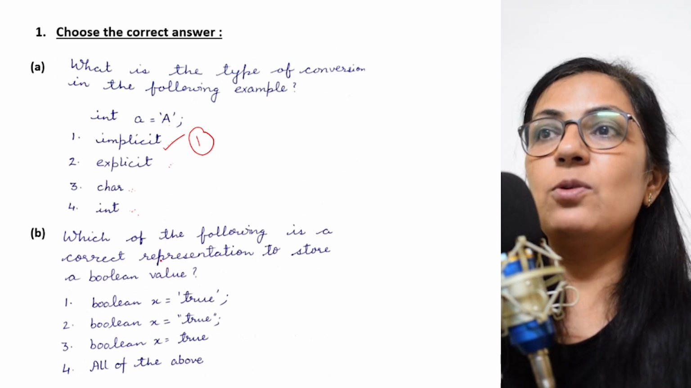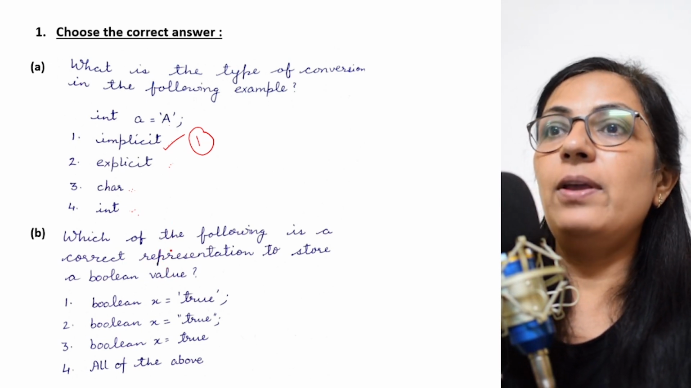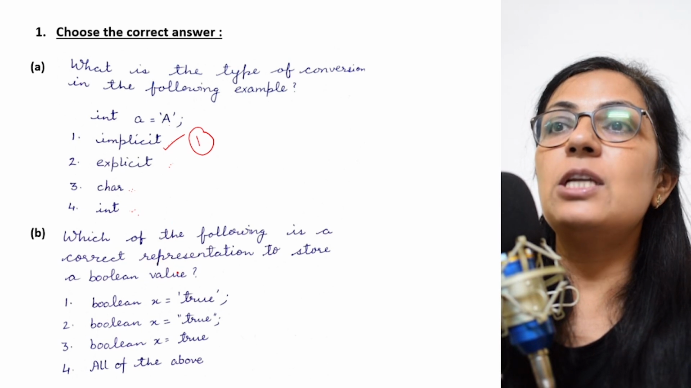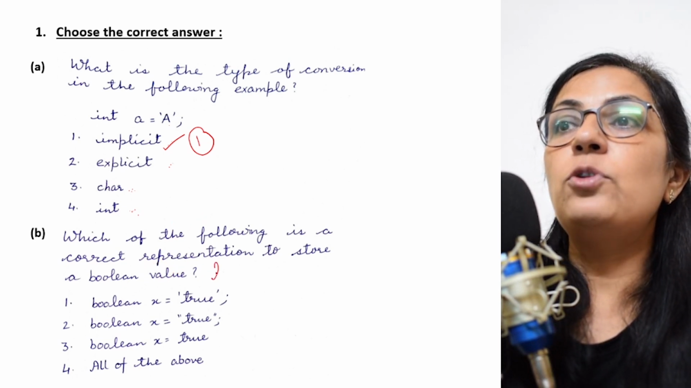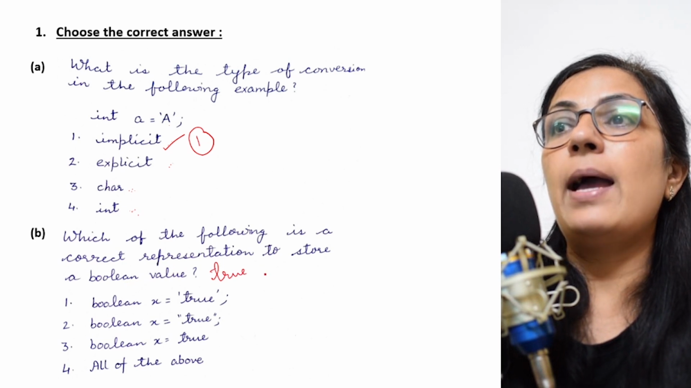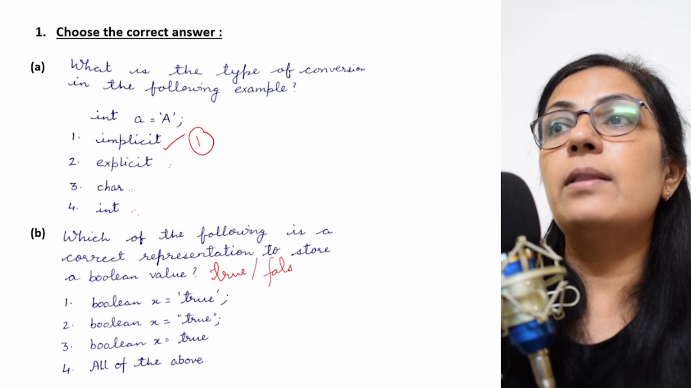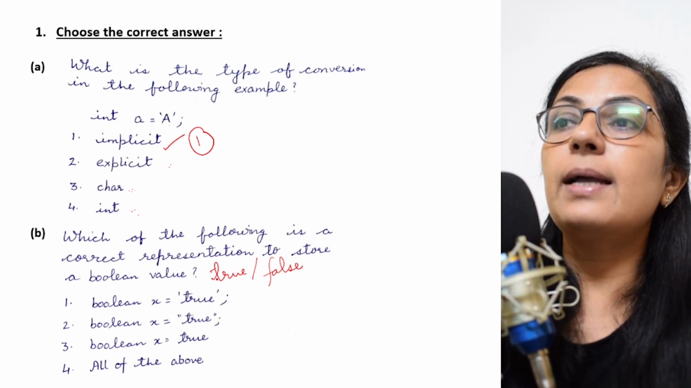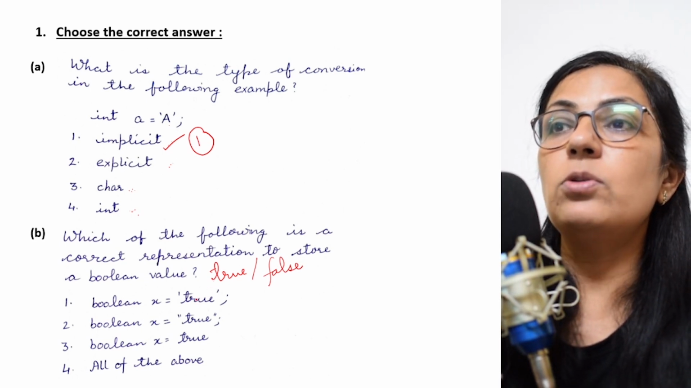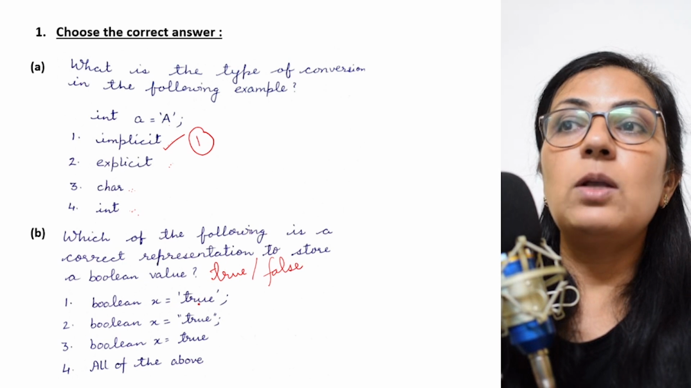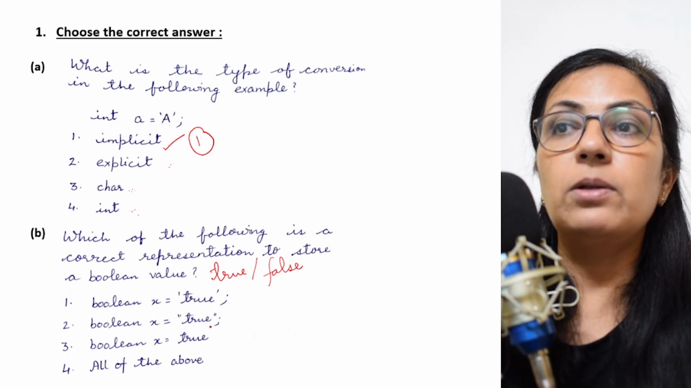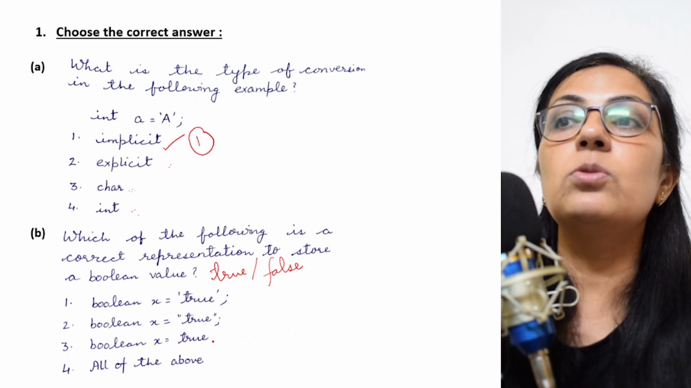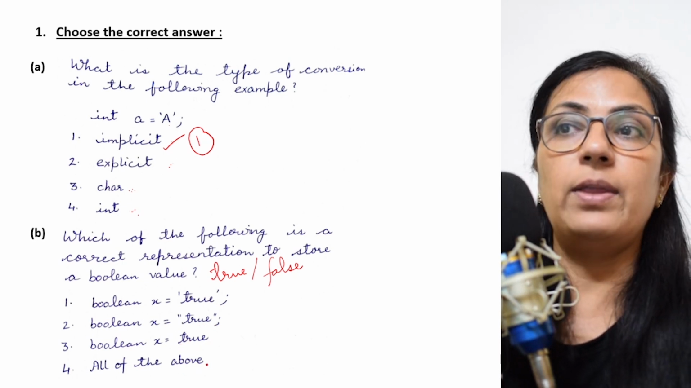Next part for this question is which of the following is a correct representation to store a boolean value? Children, we have two boolean values, true and false. These two are the boolean values. Now what is the correct representation? How you are going to store this? Boolean x equals to within single quotes true, boolean x equals to within double quotes true, boolean x equals to true without any quotes, or all of the above.